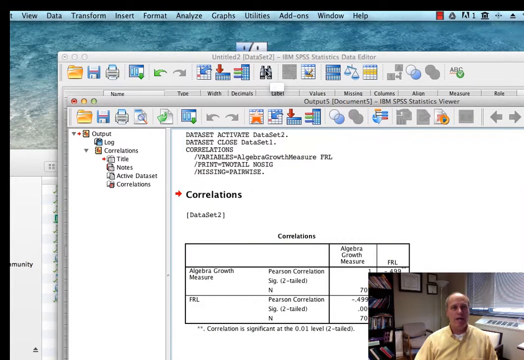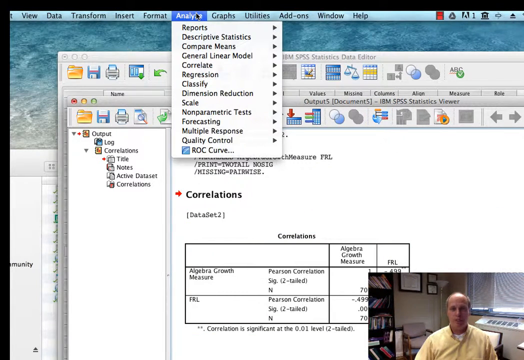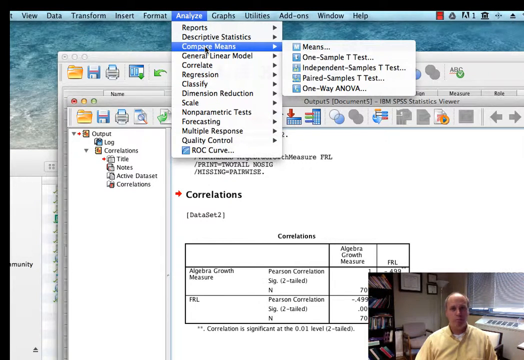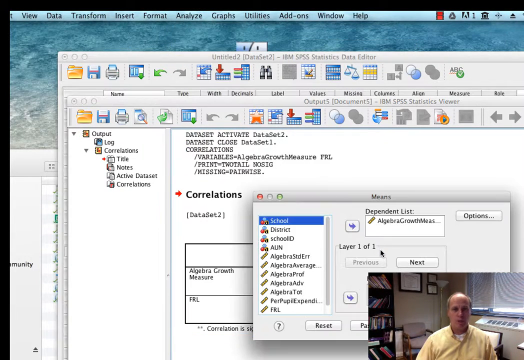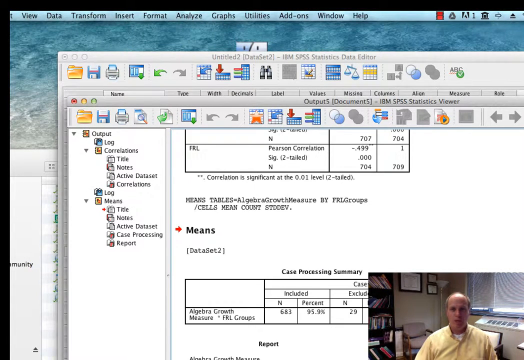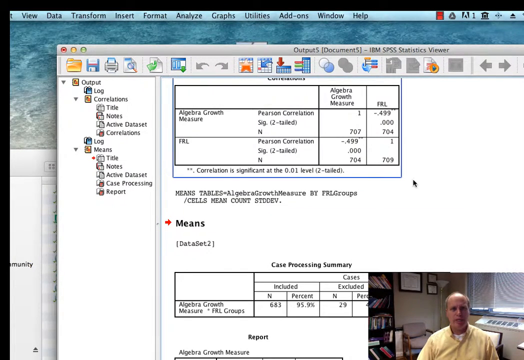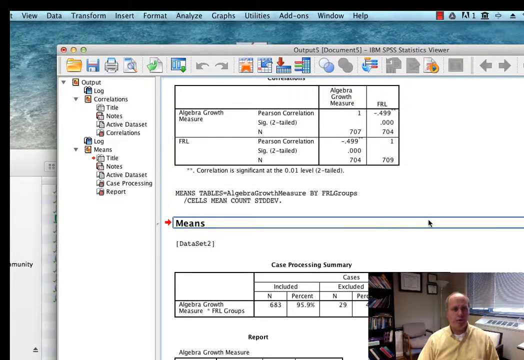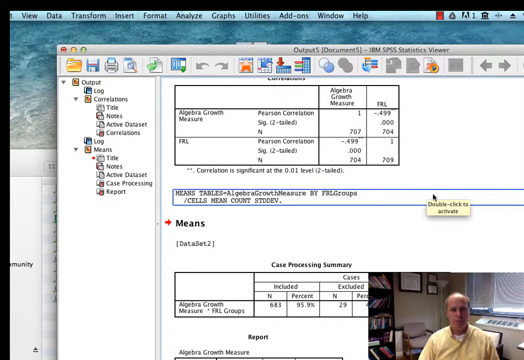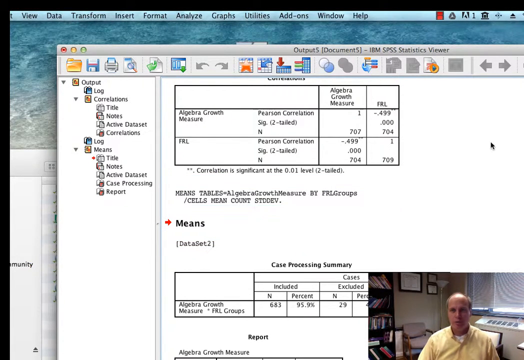And now I'm going to do compare means. So I'm going to go analyze, compare means. And again, I've already got them in here. Algebra growth measure is my outcome measure, and free and reduced lunch is my independent variable. So I'm really looking at the same thing in two different ways here. The first time I'm looking at how these relate from a correlational perspective, but then remember the free and reduced lunch groups variable is really just this variable but segmented into three groups.